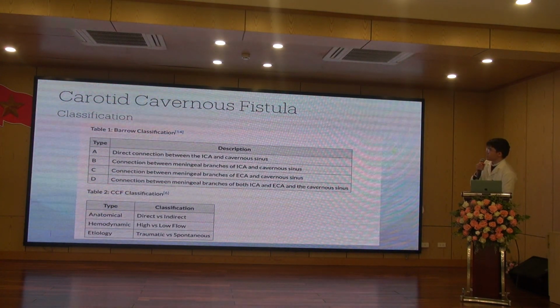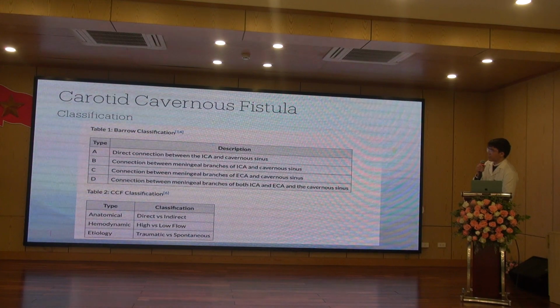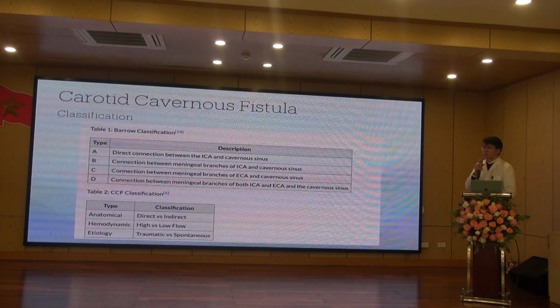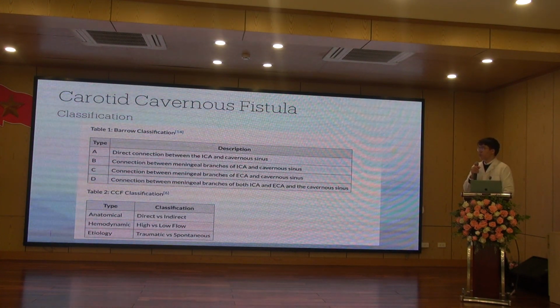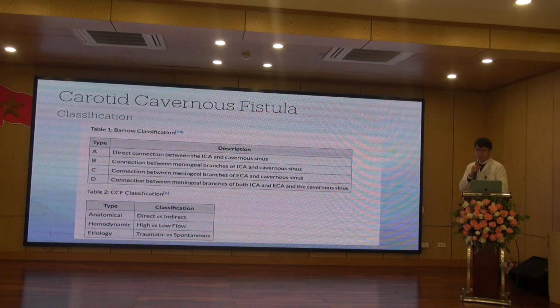About the classification of CCF, there are two types of classification. The first is Barrow classification, which is classified into 4 types. Type A is the most common type, and it is the direct connection between the ICA and the cavernous sinus, and the other types are indirect connections between the ICA and cavernous sinus.